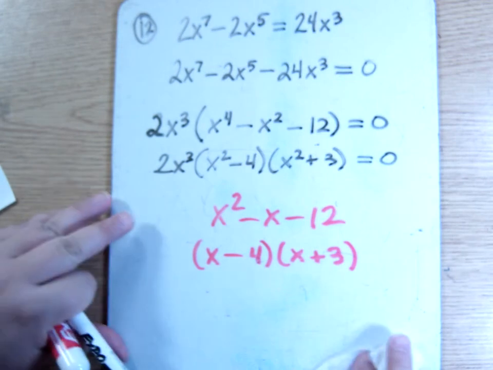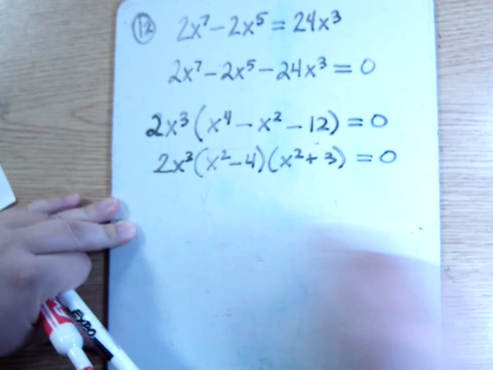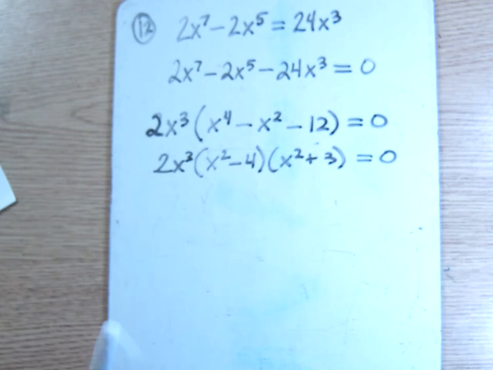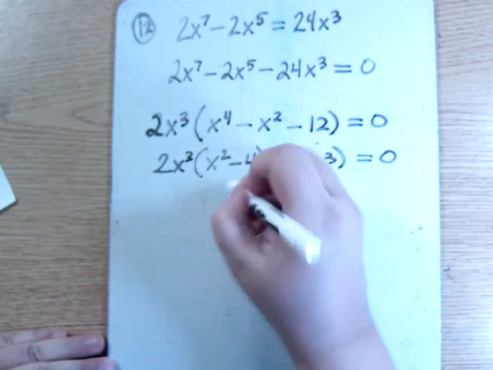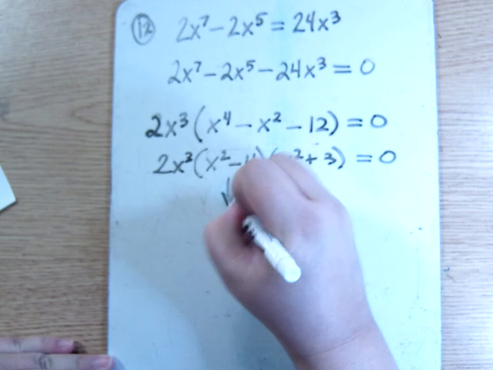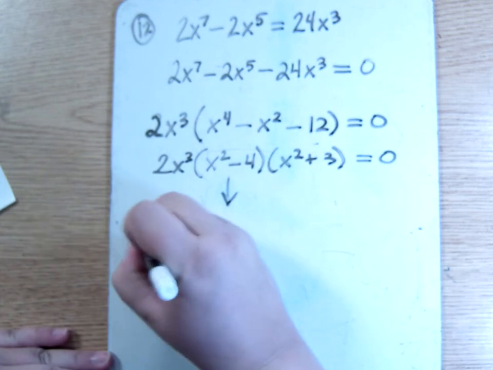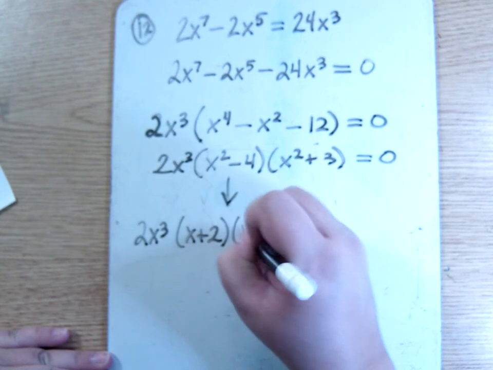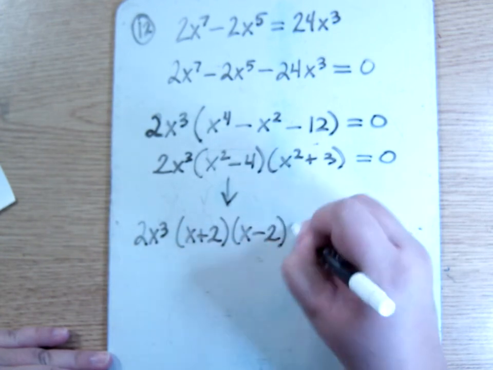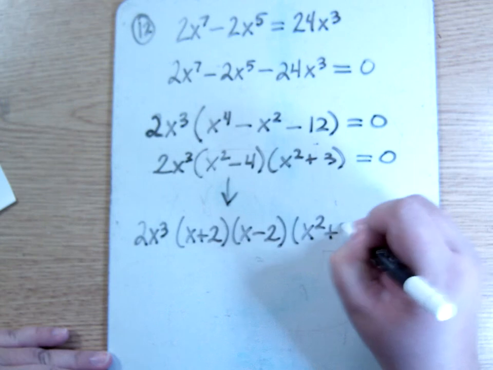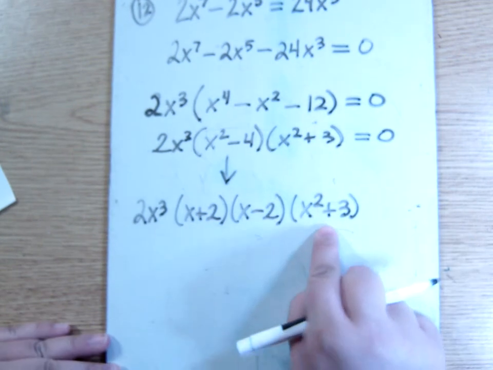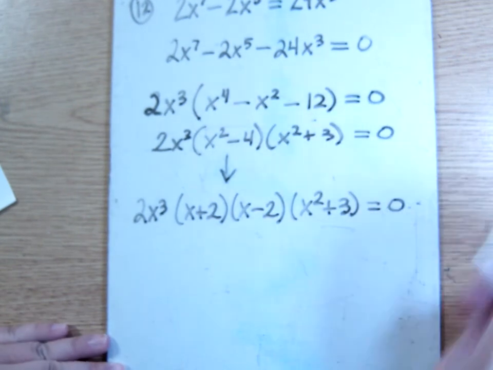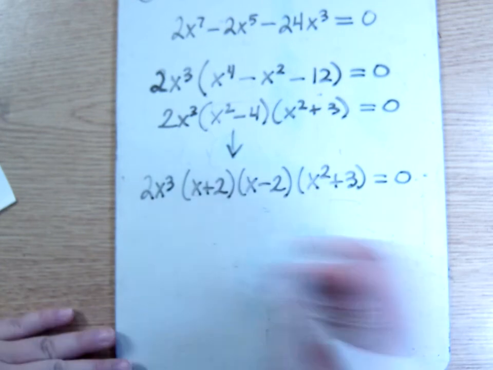Now this is not factored fully because I have a difference of squares. X squared minus 4 is x squared minus 2 squared. So this is x plus 2 times x minus 2. And this is factored fully. I can't factor that anymore. And now I'm ready to set each factor equal to 0.